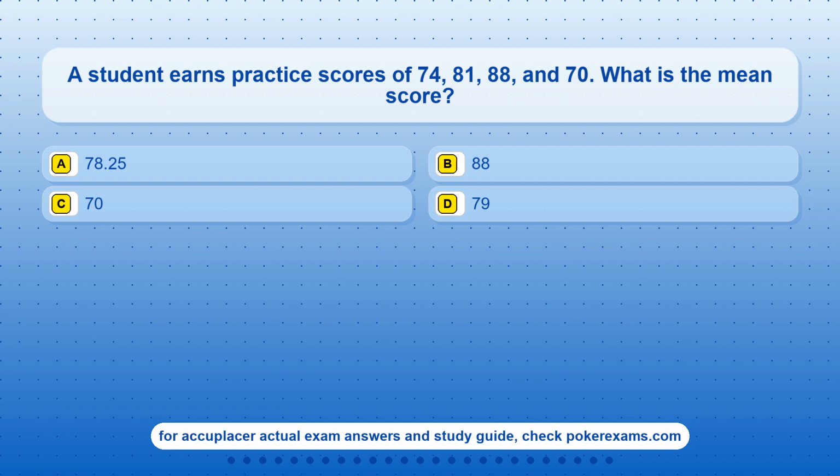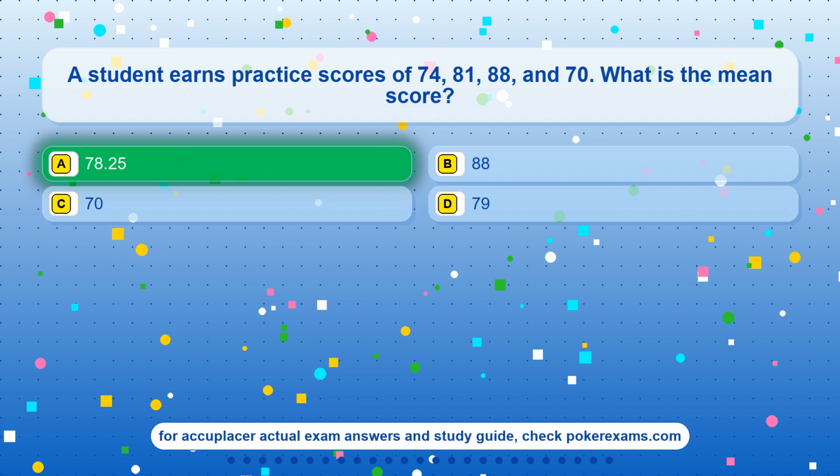Question 4. A student earns practice scores of 74, 81, 88, and 70. What is the mean score? Option A, 78.25. Option B, 88. Option C, 70. Option D, 79.